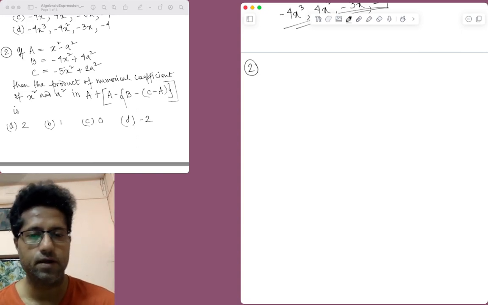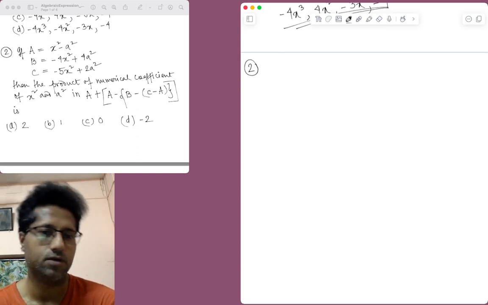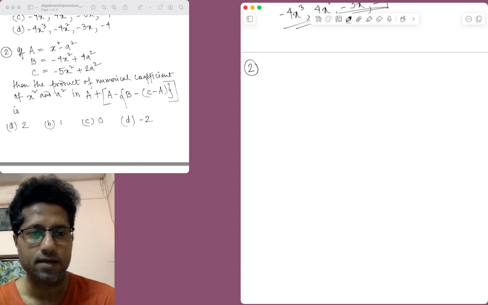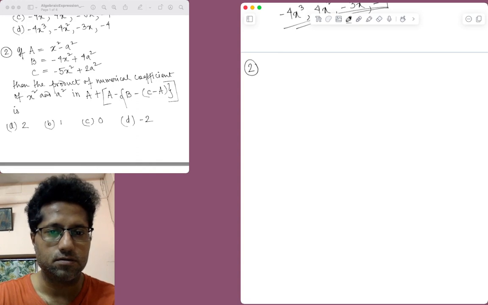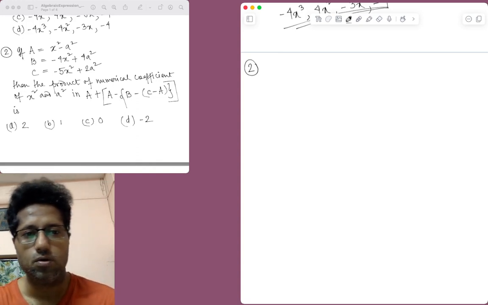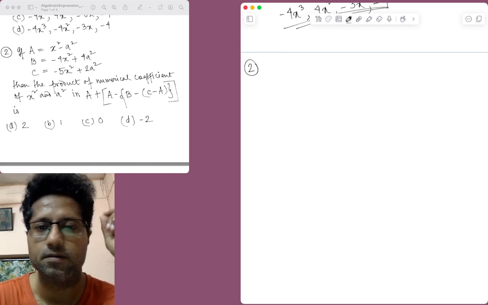So we have to simplify the given expression, that is a plus square bracket a minus curly brace b minus c minus a. First we have to simplify that and we will get an algebraic expression. From that algebraic expression we have to find the numerical coefficient of x square and a square. Now I will discuss what it means to find the numerical coefficient of a factor in an algebraic expression.